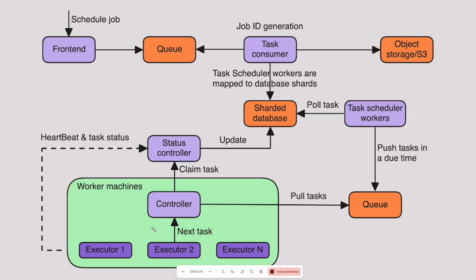So in our case, if the executor fails or the status controller stops receiving heartbeat from the executor, then the status stops being updated in the sharded database, and the task scheduler understands that the job failed and it has to be re-queued for processing again. The biggest complexity of the system is the failure handling.